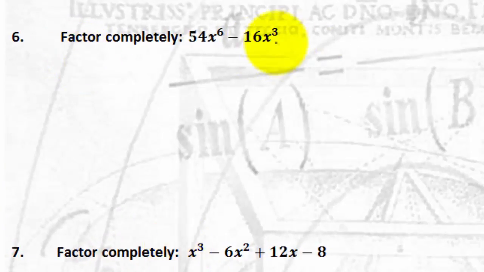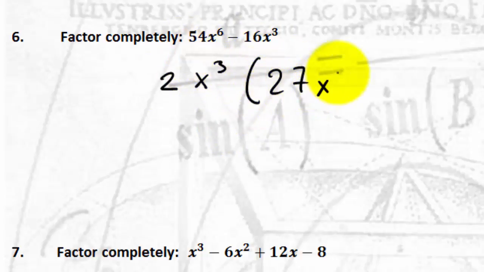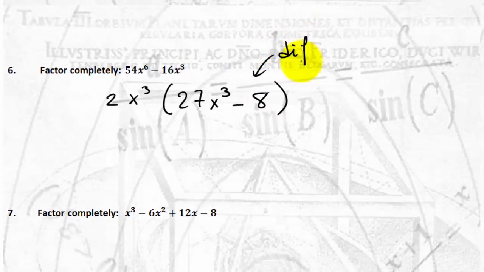These are just factorization. So the first step in factorization is trying to take a common factor. So right here I do have a common factor. I can take 2 out, 2, and then x cubed. So 2x cubed times what? 27x cubed minus what? Minus 8. And this actually is a difference of cubes. Now, it is not written as a difference of cubes, but it is a difference of cubes.